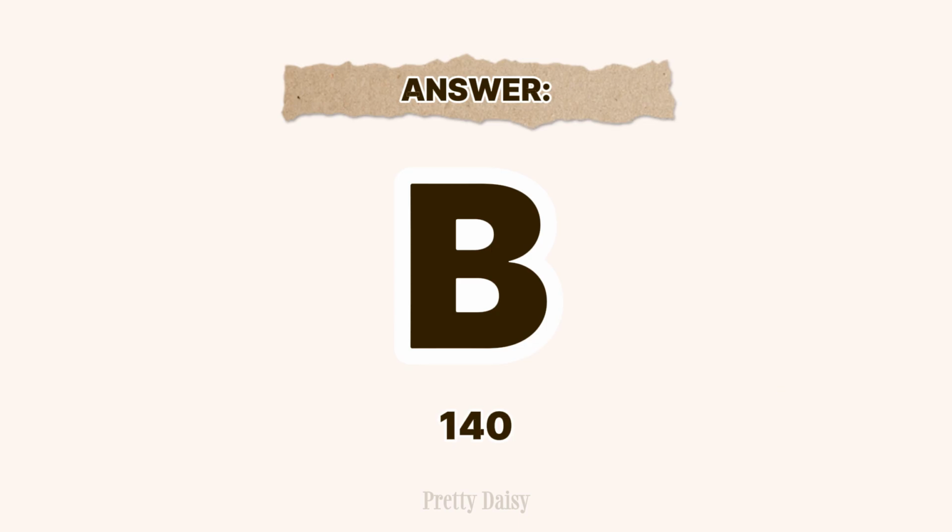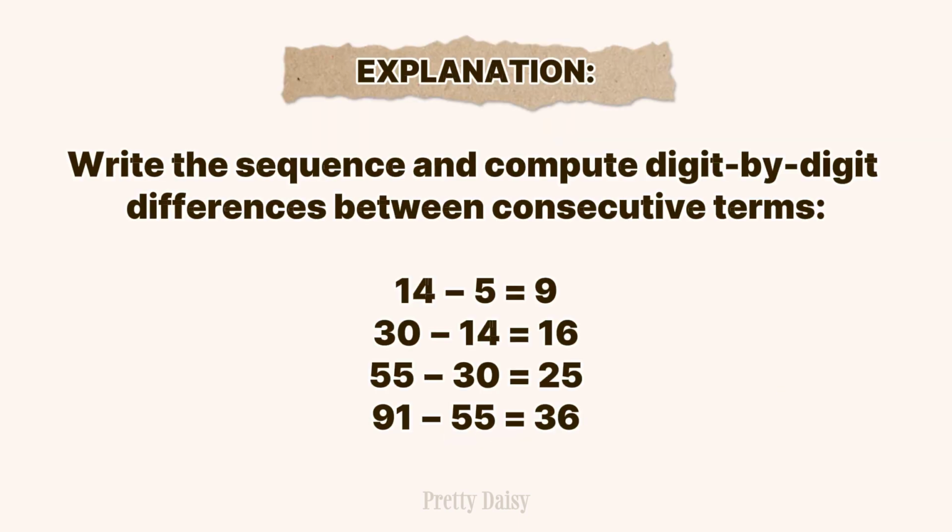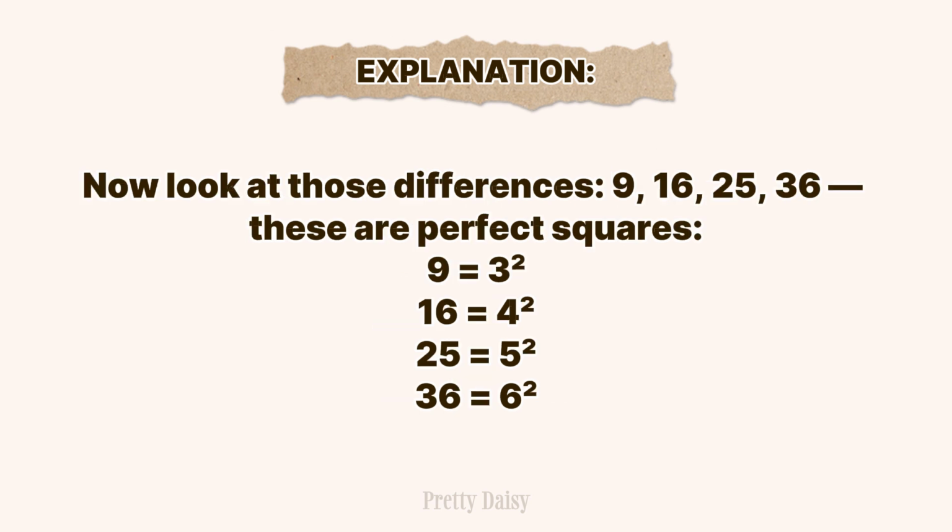Answer: B. 140. Write the sequence and compute the differences between consecutive terms. 14 minus 5 equals 9. 30 minus 14 equals 16. 55 minus 30 is 25. 91 minus 55 equals 36. Now look at those differences: 9, 16, 25, 36. These are perfect squares.